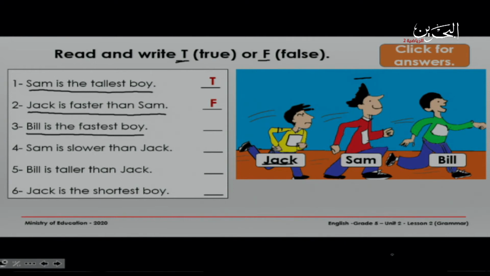Number 3. Bill is the fastest boy. Where's Bill? Is he the first one or the last one? True. Excellent. Number 4. Sam is slower than Jack. Where's Sam and Jack? Is Sam slower than Jack? What do you think? It's false. Very good. Number 5. Bill is taller than Jack. Where's Bill? Look at him. Is he taller than Jack? Yes, that's true. Number 6. Jack is the shortest boy. Look at him. Is he the shortest boy? Yes, he is. Well done.